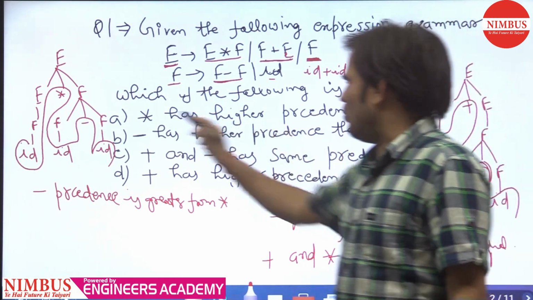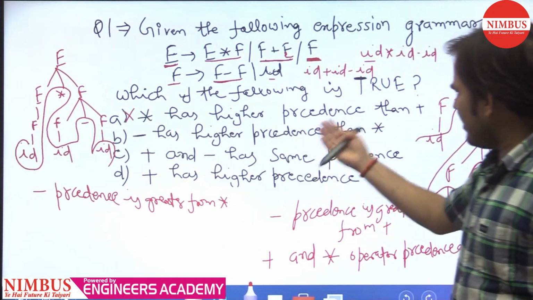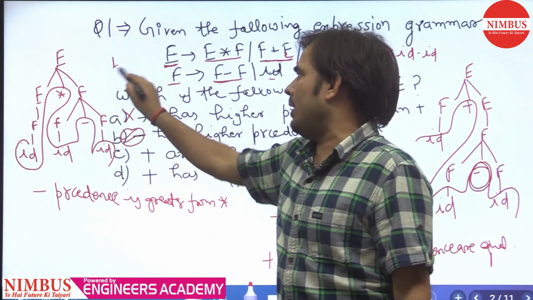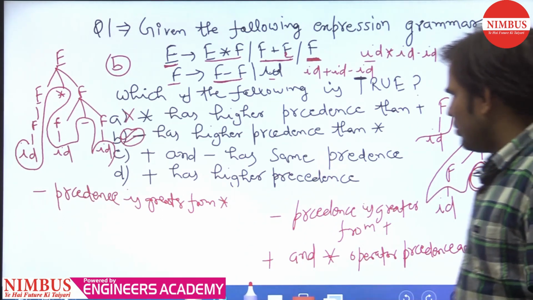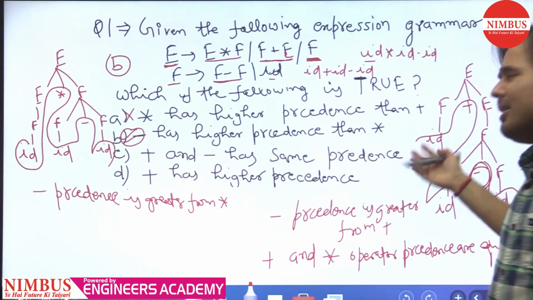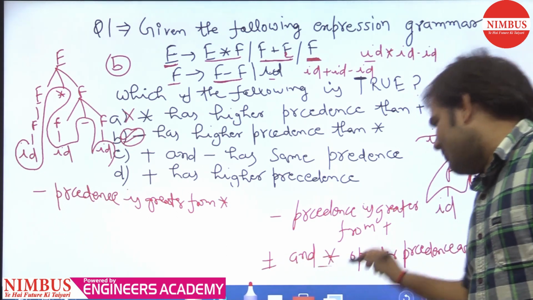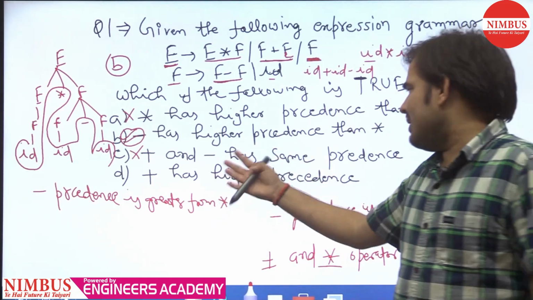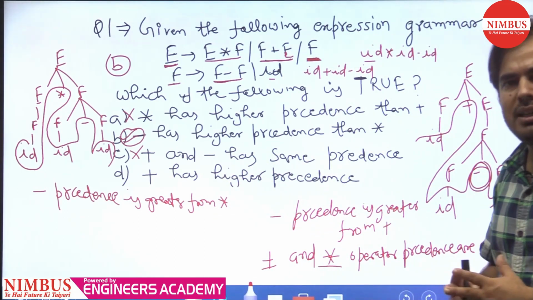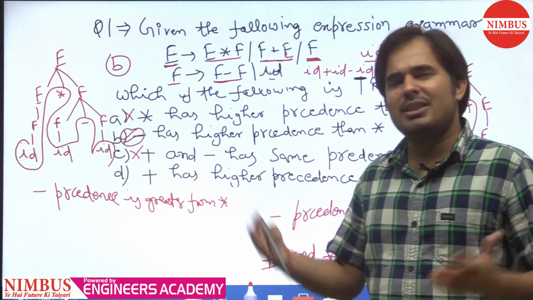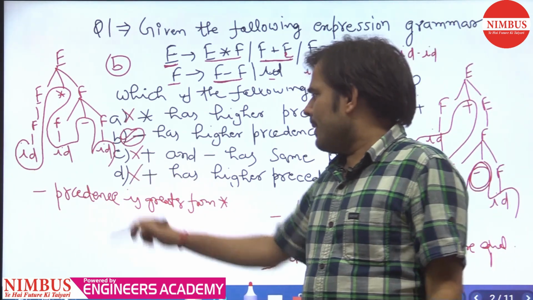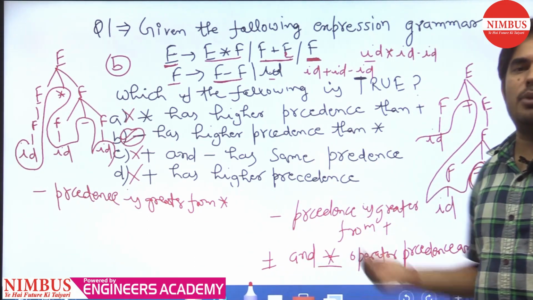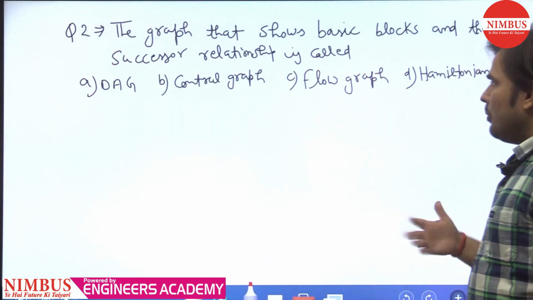Asterisk has higher precedence, no. Minus has higher precedence than asterisk, yes. So that's why option B is correct here. Let's read the next option. Plus and minus have the same precedence, no. Plus and asterisk have the same precedence, so this option is again wrong. Plus has higher precedence, it is saying, means plus has higher precedence, so blindly a wrong option. Okay, so which option is correct here? Option B is correct here, guys. Good question. They can ask you different types of questions from these types of concepts.